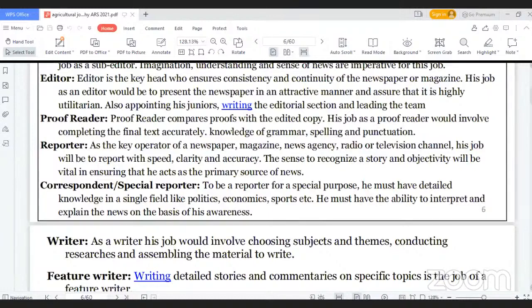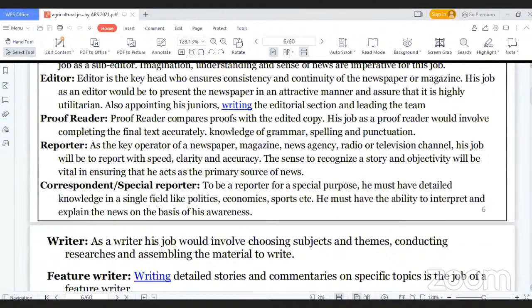The proofreader is generally known for proofreading. I think you know about proofreading. Proofreading means finding typographical errors. Because in any journalism, there are typographical errors. During typing or preparing the manuscript or document, some errors may happen. Typing errors, some spelling may be incorrect, or something like that. For that, the proofreader is there. That person is known as the proofreader.